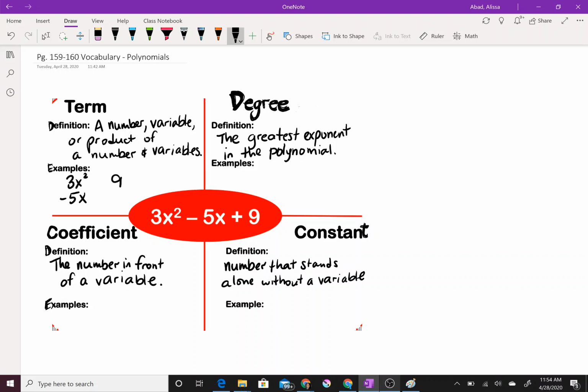Another word to keep in mind is coefficient. That's the number in front of a variable. So the coefficients in this polynomial are 3 and negative 5. We need to include that negative since there's a negative sign in front of that.